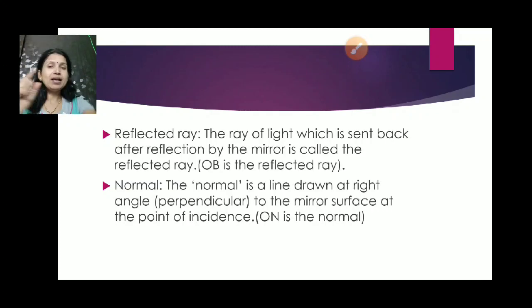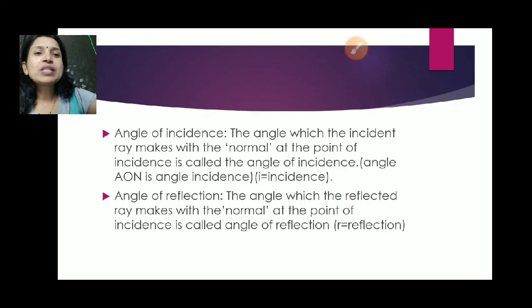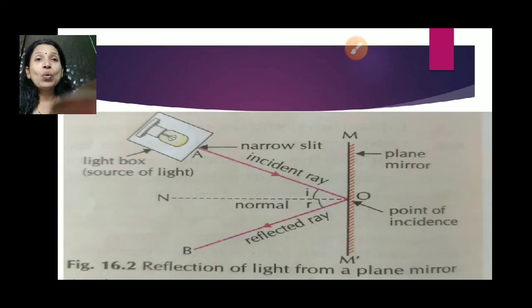Then the reflected ray: the incident ray came to O and was reflected back, that is the reflected ray. The normal: in between the incident ray and the reflected ray, from point O one perpendicular line is drawn, and that is called the normal. Now the angle of incidence: the angle which the incident ray makes with the normal at the point of incidence is called the angle of incidence. This angle AON is called the angle of incidence.